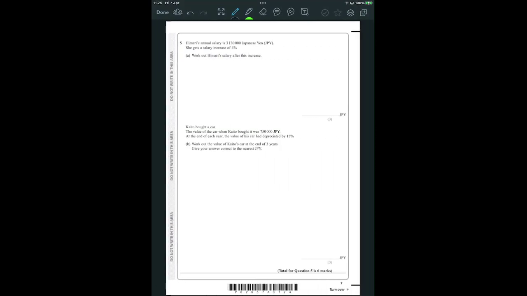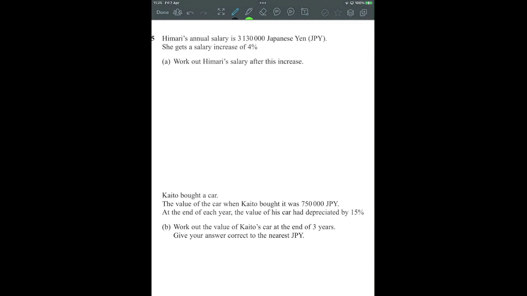Question 5. We have an annual salary of that much. He gets a salary increase. Increase, we start with 100%, add on the percentage and divide by 100, so that multiplier is 1.04. So the calculation I'm going to write into my calculator, which I'm writing down for the sake of the examiner for that method mark, is 3,130,000 times 1.04, which comes out at 3,255,200 Japanese yen.